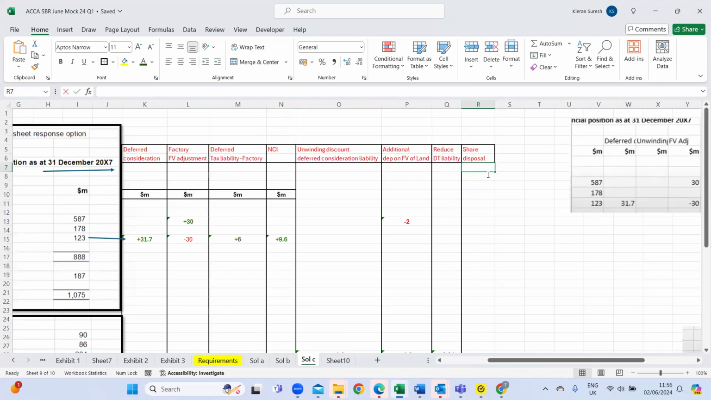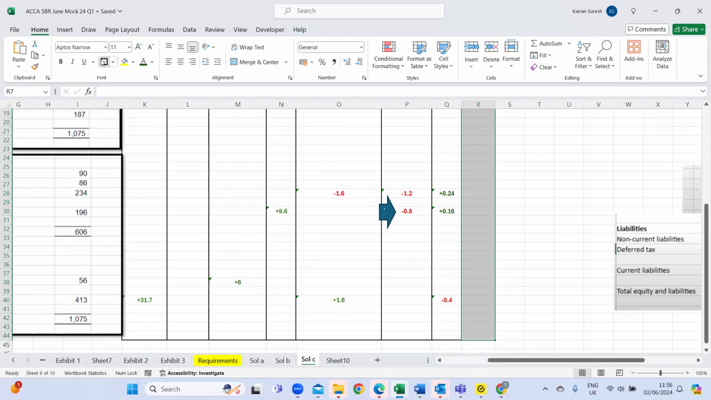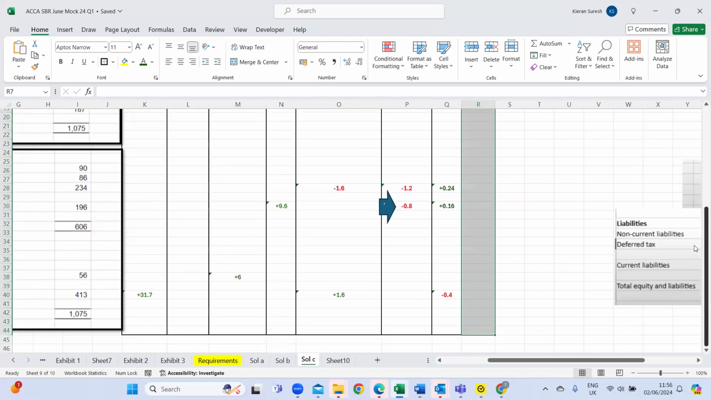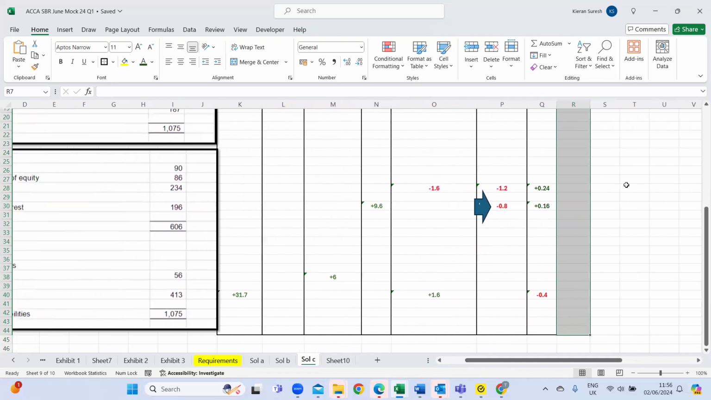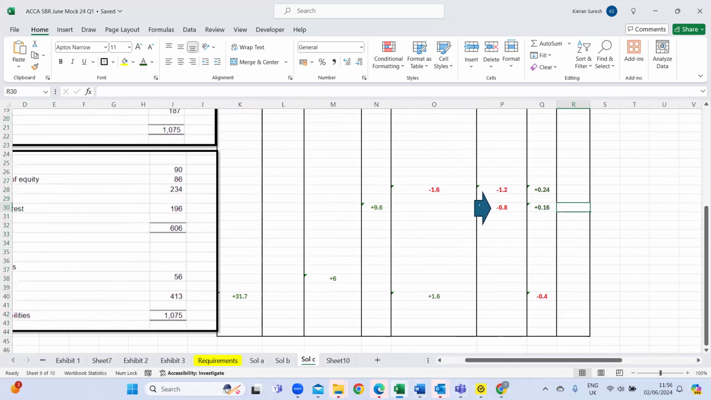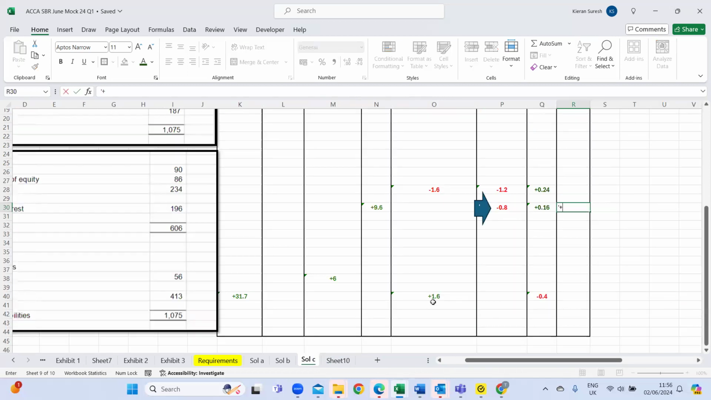If I scroll down to find my NCI from here, you can see this figure: NCI is going to be 15.8. So NCI needs to be increased, and it is going to be 15.8. NCI has been increased by 15.8. That's been done.